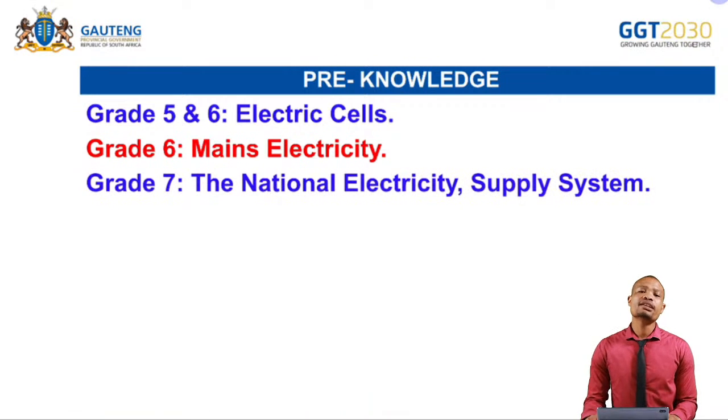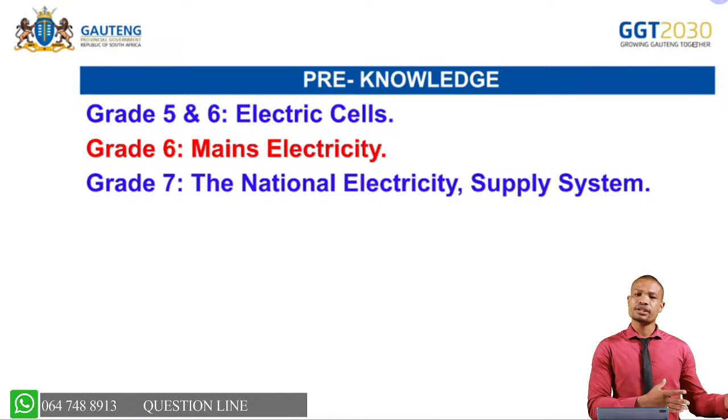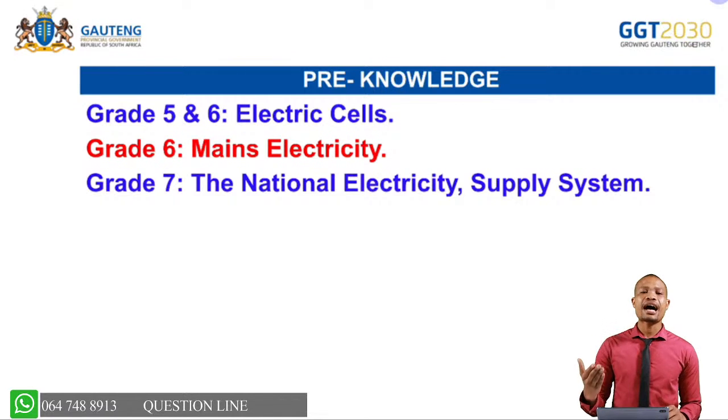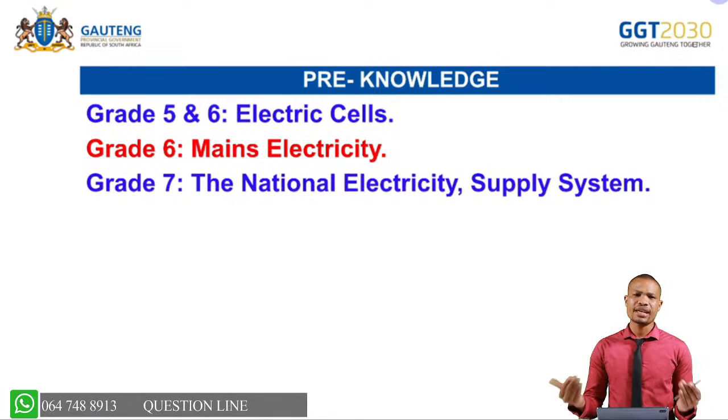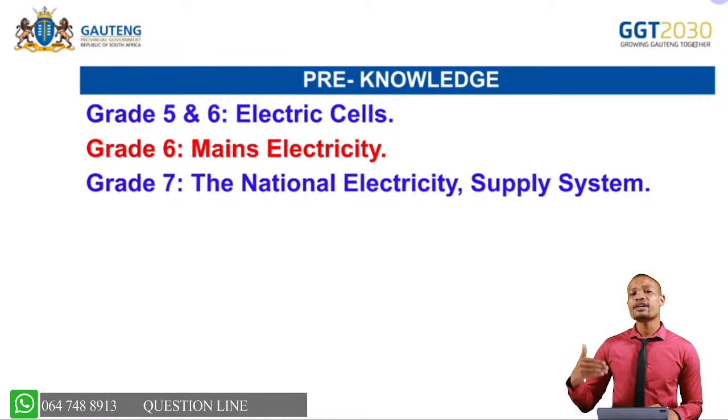Then in grade 7, we learned about the national electricity or the supply systems. But what is the national electricity and what are the supply systems? The national electricity is the overall process where electricity is generated from the power station where coal delivered from a mine is burnt to raise energy to heat up water to form steam, superheated steam. Then that steam provides energy for a turbine. The turbine then uses the energy from the steam, which is thermal energy or heat energy, to drive a generator.